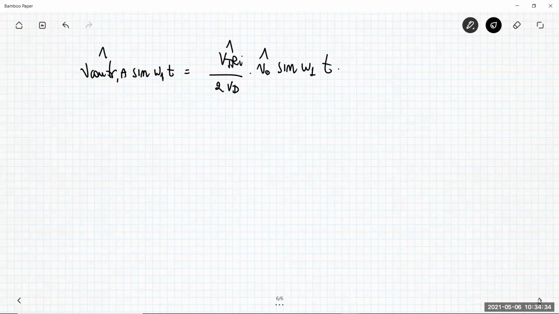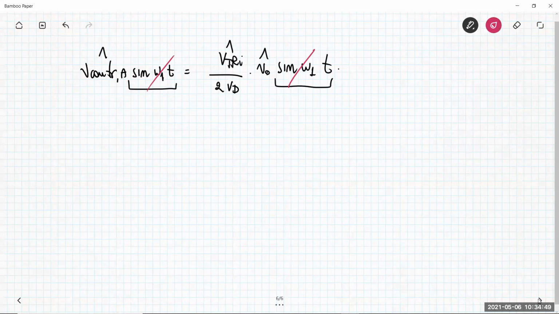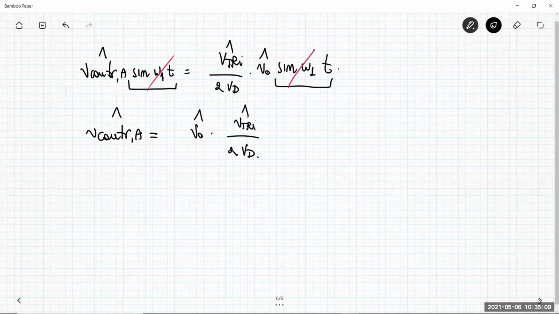Basically we have this contribution here, then we have the same contribution here. So this quantity can be eliminated, and we have just the peak value. The control voltage of the leg A peak value is V naught peak value multiplied by V triangular peak divided by 2 times Vd.